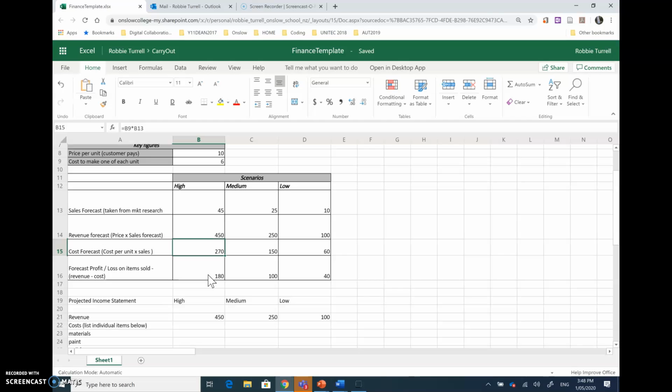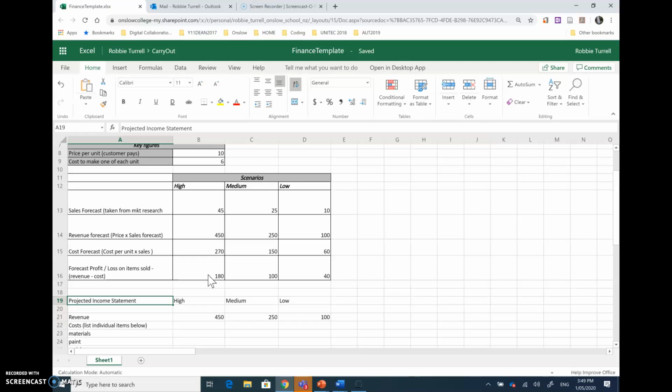So that says it's $180 profit on that night if this is the scenario and we sell 45, okay? By looking across, we can also see what happens here at 25 and what happens here at 10 as well. What we can see is that in all these scenarios we are starting to make a profit because they're all in positive figures, okay? So that shows our revenue, our costs, and therefore a bit of a forecast.